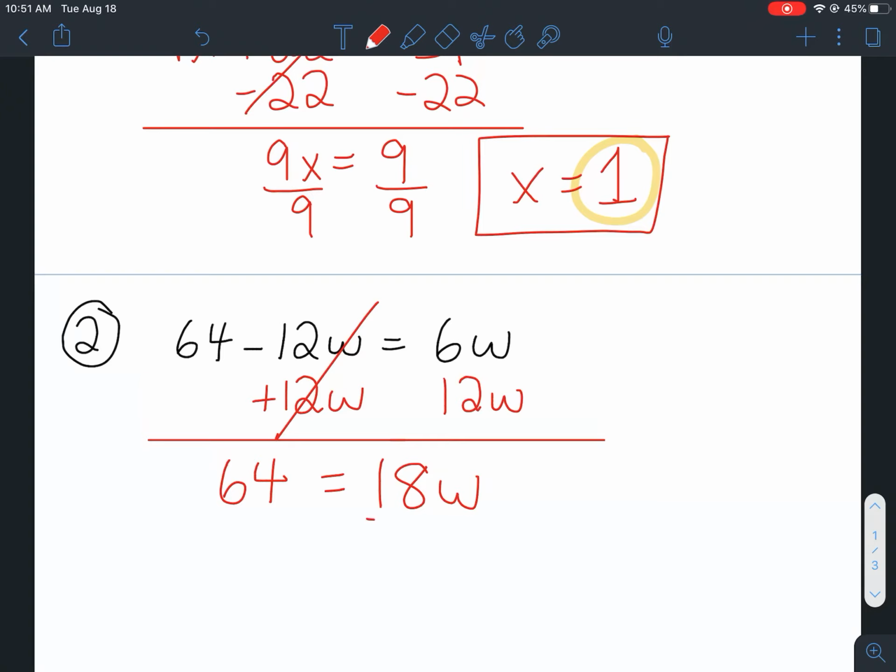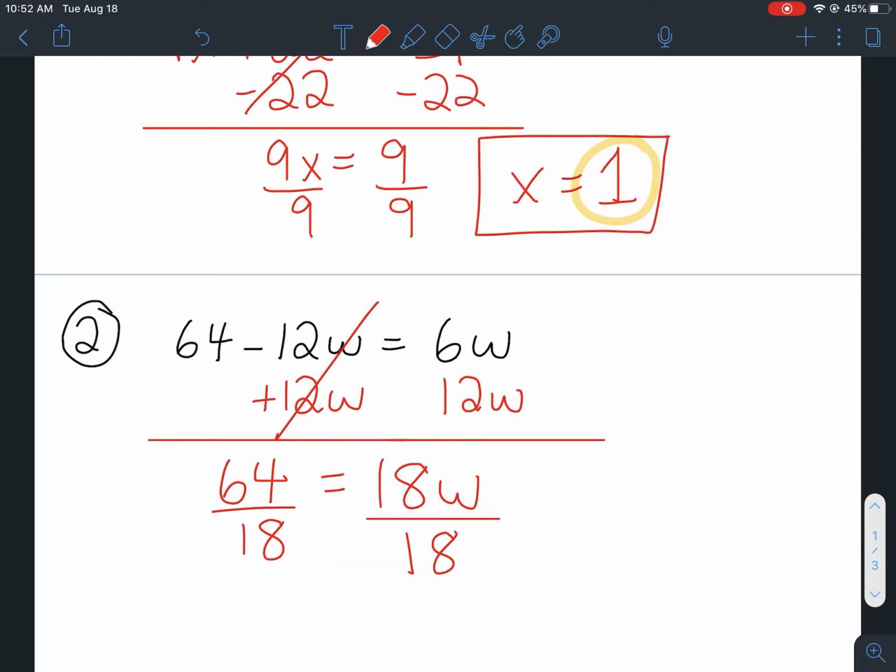So now I'm going to divide both sides to get rid of this multiplication here. And I'm going to do 64 divided by 18. So now you need to think, is 64 divisible by 18?